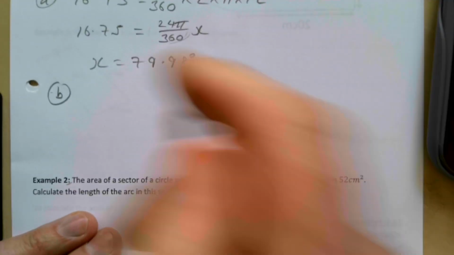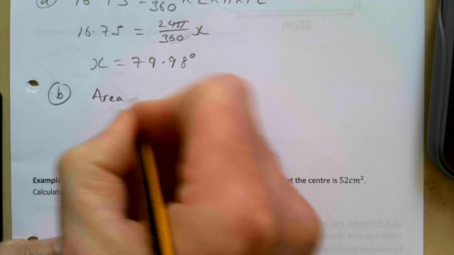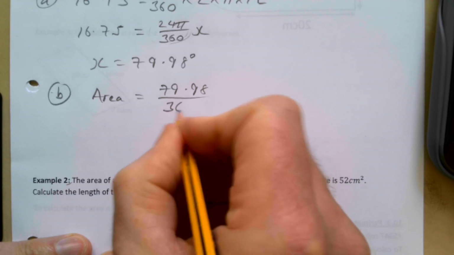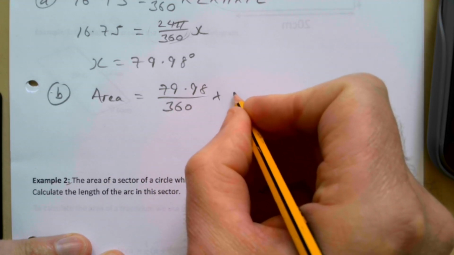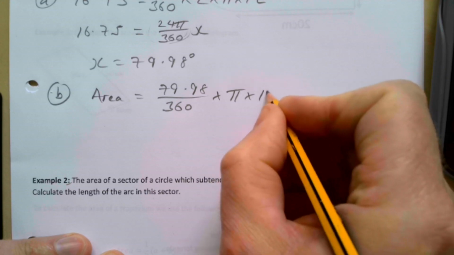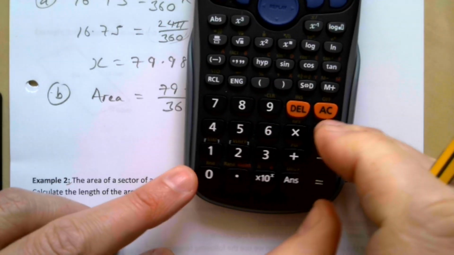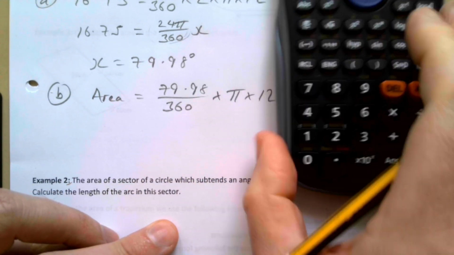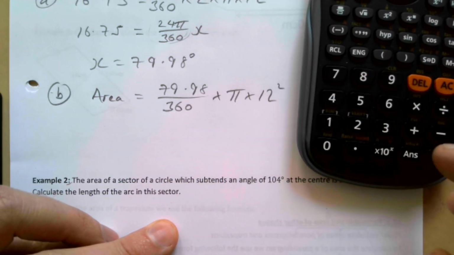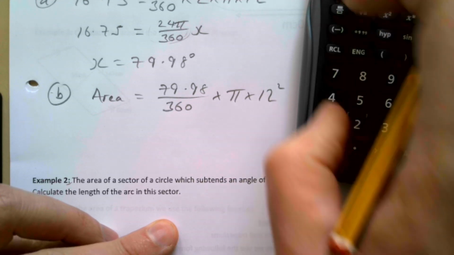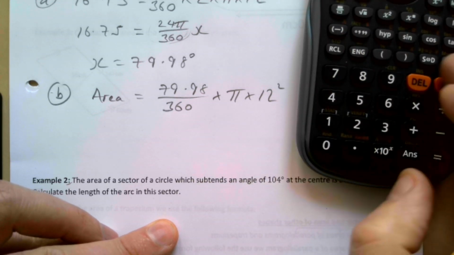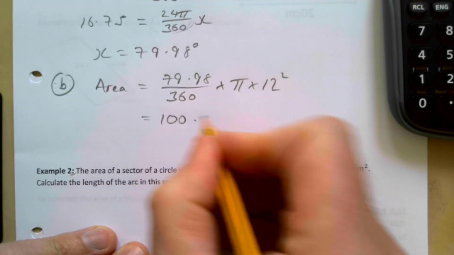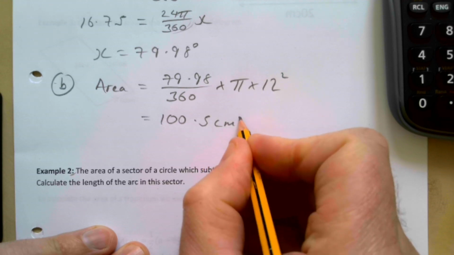Part B, the area of the sector. So our area is 79.98 over 360 multiplied by pi r squared. So I divide my previous answer by 360 multiplied by 144, which is the 12 squared, multiplied by pi. This gives 100.5, and that's centimeters squared.